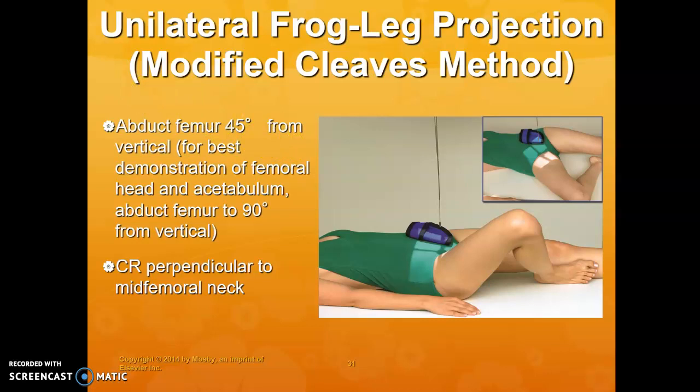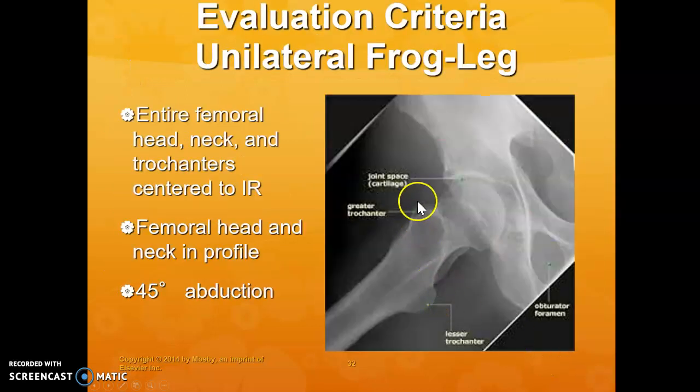Frog leg or a modified Cleaves method. This is a unilateral view, just similar to that of the bilateral view I showed you earlier, but 10 by 12 cassette, still centering at the femoral neck. You're going to bend the patient's knee up and then drop it out to the side, kind of in a frog leg position, 45 degrees from vertical, ideally. For better demonstration of femoral head acetabulum, you can abduct to 90, but we don't often do this view. It's just unnecessary. And this is similar to what it will look like here.